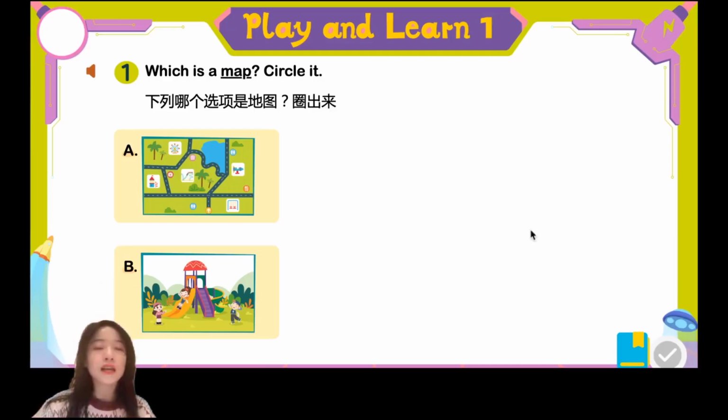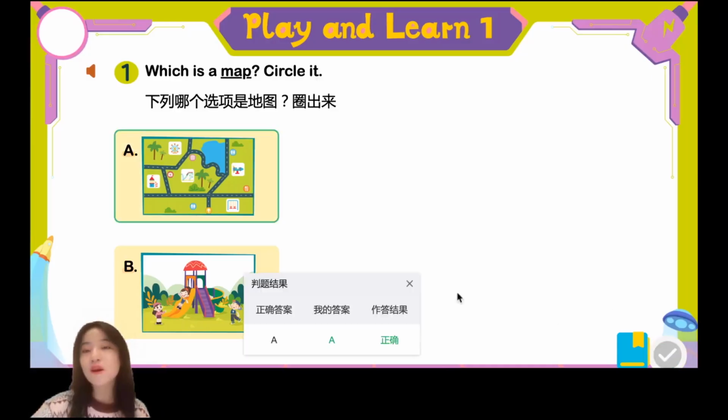Just as you can see on the page, there are two options. Which is the map? You can't circle, it's okay. You just tell me A or B. Show me with your finger. 1 for A, 2 for B. Great, I see most students realized A, number 1, is the map. Good job. Exactly, that is the map. See, we all got it.